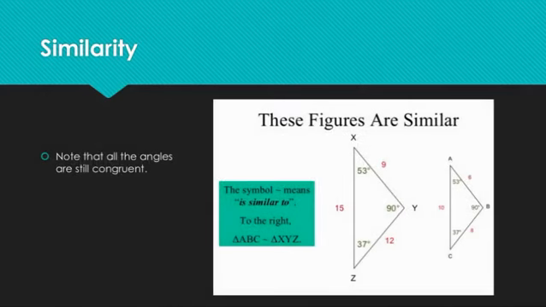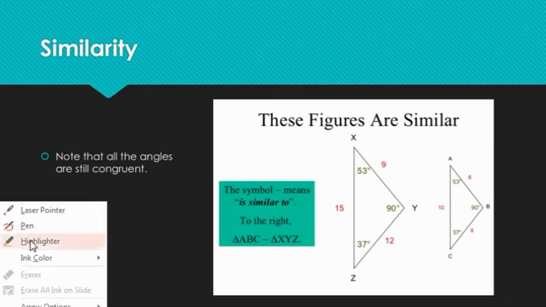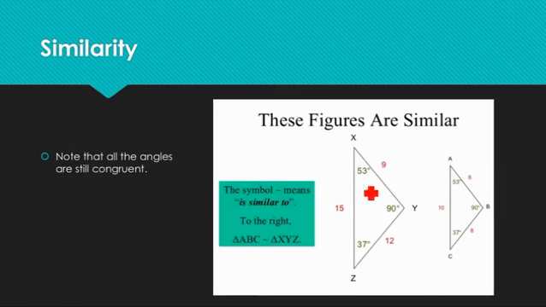Here's an example of two triangles that are similar, triangle ABC and triangle XYZ. If you notice, they are not the same size. Notice how the angles, though, are the same degree. So in similar figures, the angles are congruent. However, the side lengths are different, but notice how they all have the same proportion.